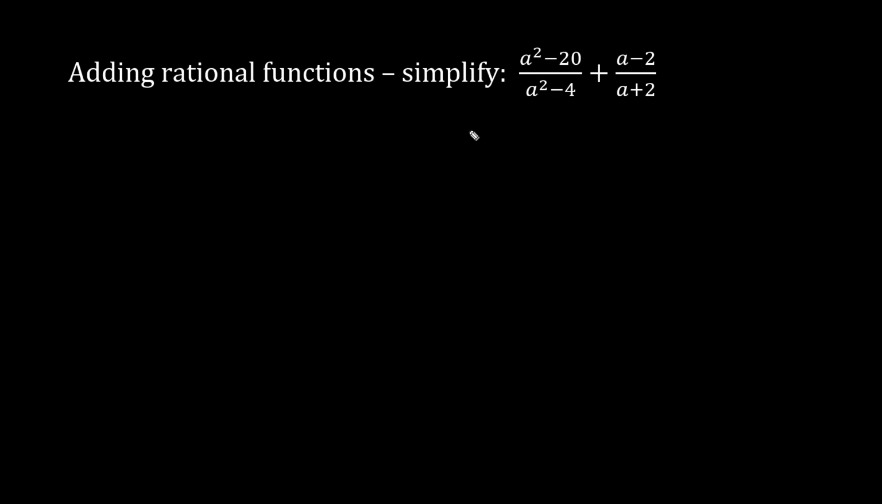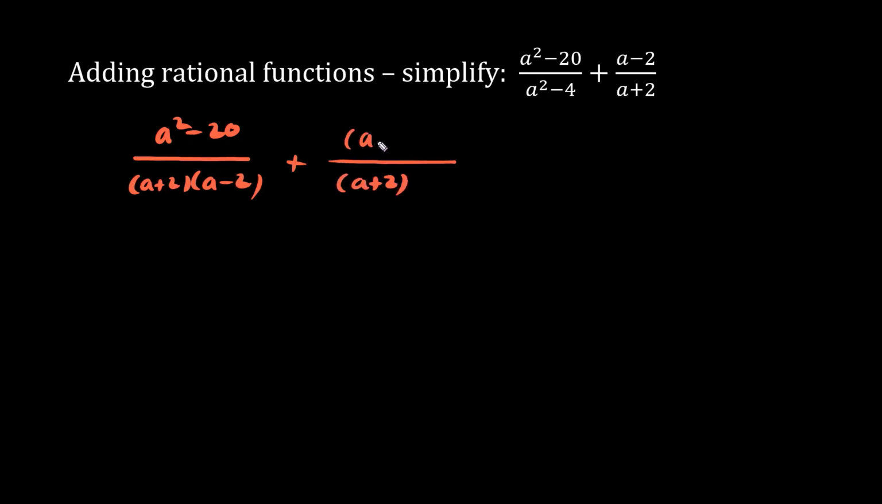Let's now add rational functions. Like adding regular numbers and fractions, we need to find an LCM, lowest common multiple. So let's begin by factoring this first term. We have the denominator a squared minus 4 becomes a plus 2, a minus 2. And we can just leave the top alone as a squared minus 20. Now this second term, we already have a plus 2, and we have a minus 2. To make the bottoms the same, let's multiply top and bottom by a minus 2.